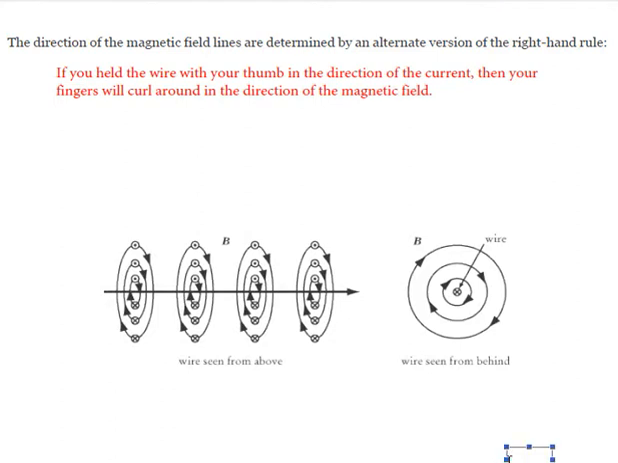And then another example here, we have now our wire going into the page. So we want to try to grab onto it. Our thumb has to point into the page, and you can see how we curl around in this clockwise fashion. And then same thing here, this value for magnetic field is weaker than this middle one and weaker than the inner one.